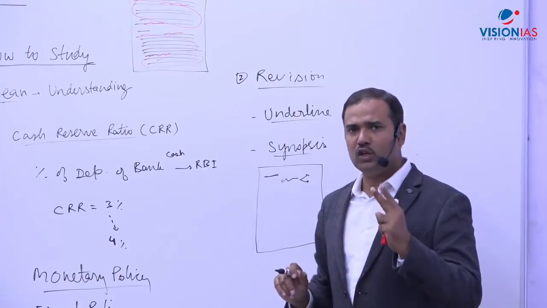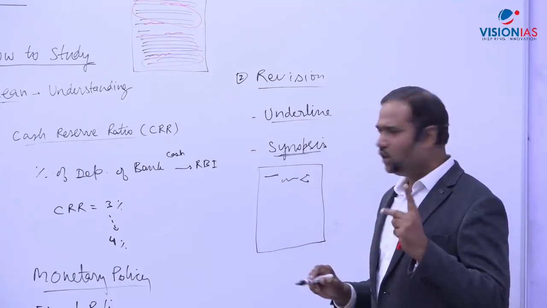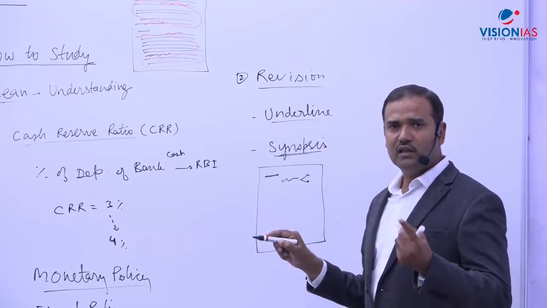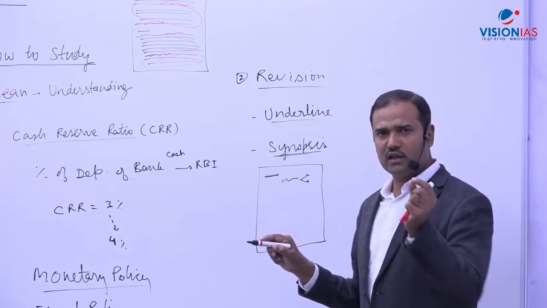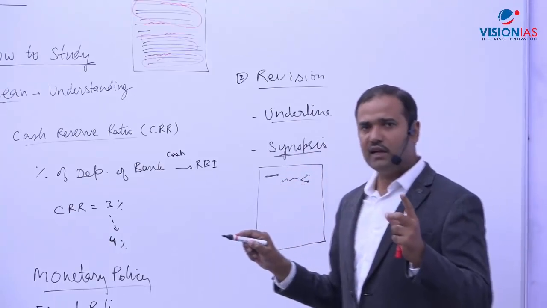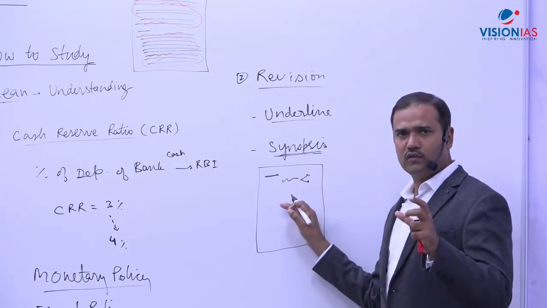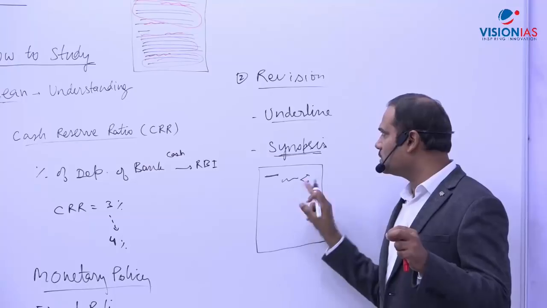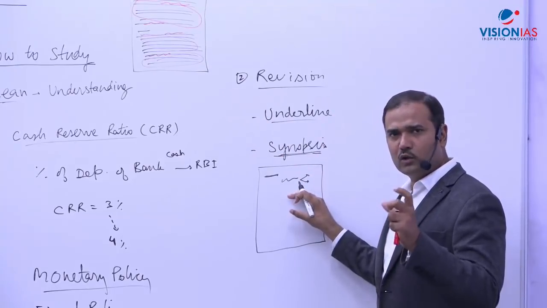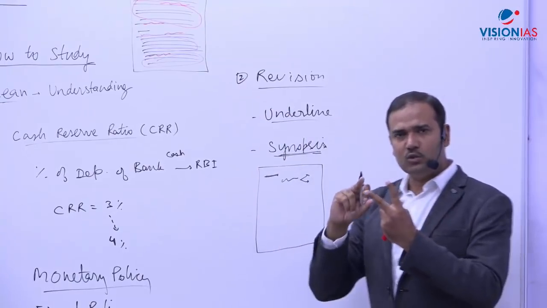Now, two things you have to keep in mind while making a synopsis. One thing is that you should use the least words. Don't use full language, just write down words. The second thing is to ensure that it contains almost 80 to 90% of the content, which means just after seeing the synopsis, you should be able to recollect almost 80 to 90% of the content. So try to minimize the use of words.